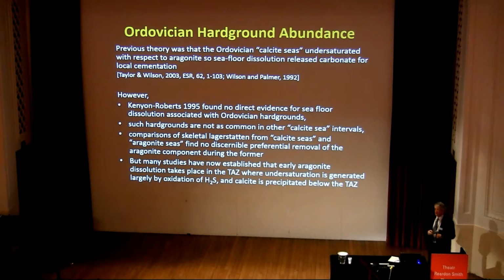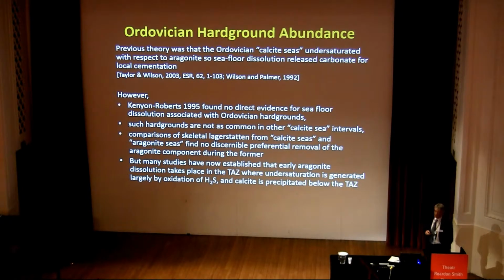If indeed aragonitic shells were dissolving more readily in the Paleozoic, then we could look, for example, at Lagerstätten, and comparisons between skeletal Lagerstätten coming from both calcite seas and aragonite seas shows absolutely no difference in the degree of preservation, or lack of it, of aragonitic fossils. Now, to be fair, that particular case study is Carboniferous in age, but all the evidence we have is that Carboniferous seawater was of the same chemistry as Ordovician seawater.